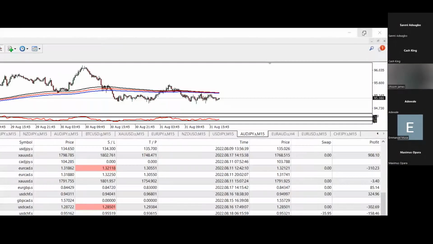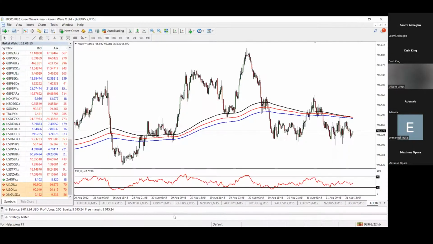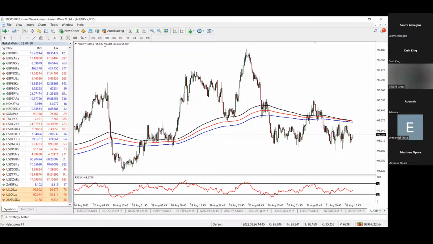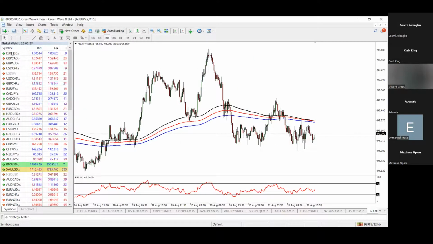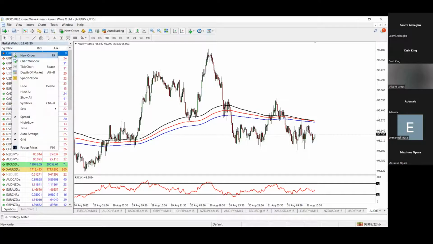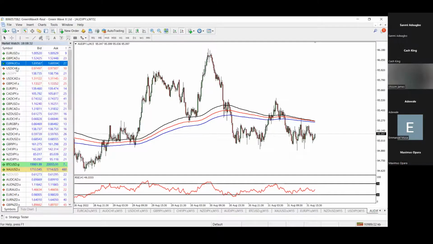So let's go to the chart now. The first thing you need to do is learn how to prepare your charts. You need to be able to prepare your charts. So I'm going to take us there now. Let's open a fresh chart. Let's say EUR/USD, or let's say GBP/USD.